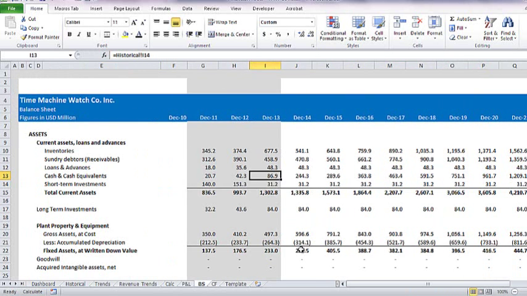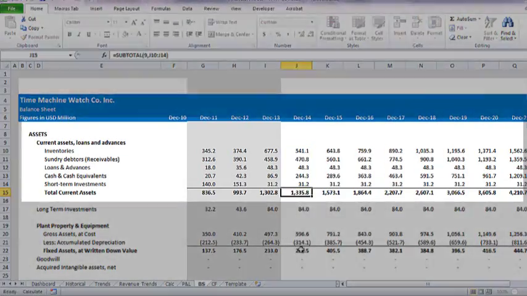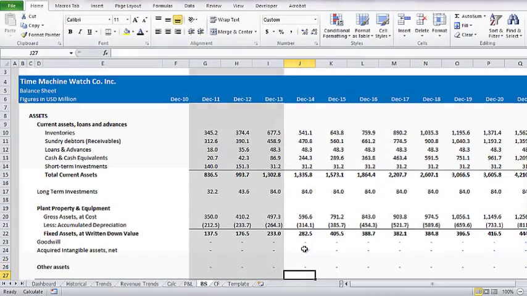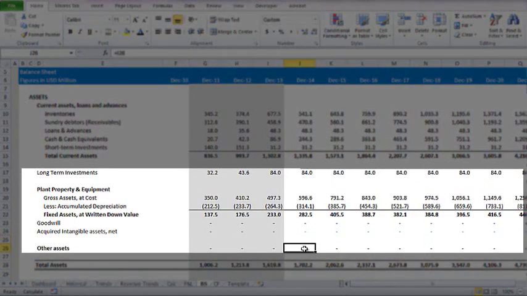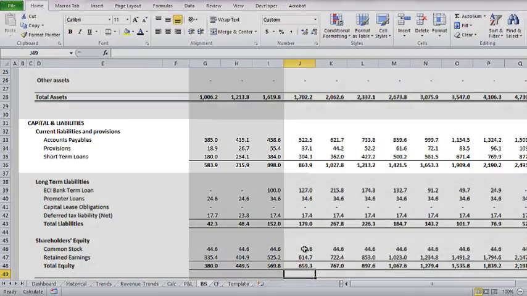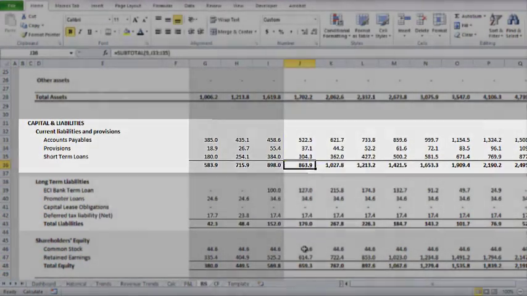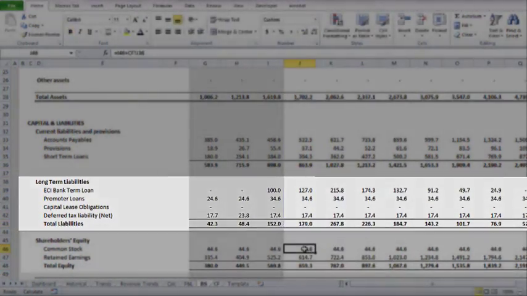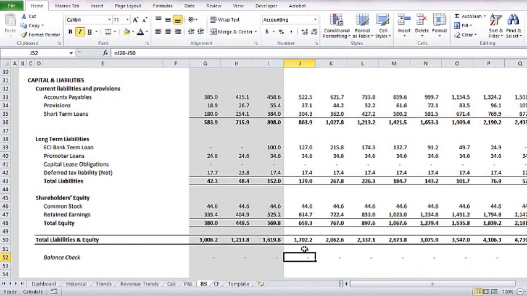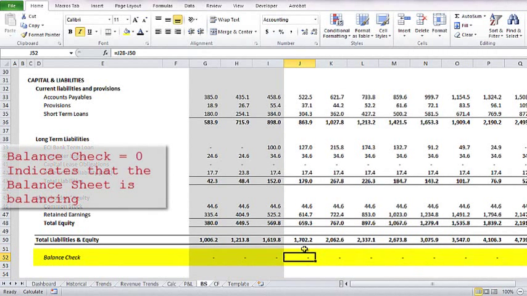And that gives us the balance sheet, which is complete as far as current assets are concerned, plant, property, equipment and other assets, and the total asset side. Similarly, we have also completed the current liabilities, long-term liabilities, as well as the shareholders equity portion. So our liabilities side is also complete, and you can see that the balance sheet is balancing.